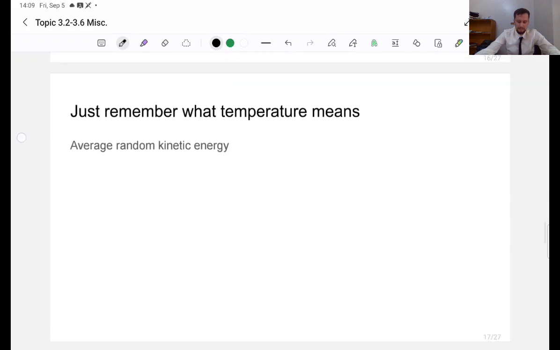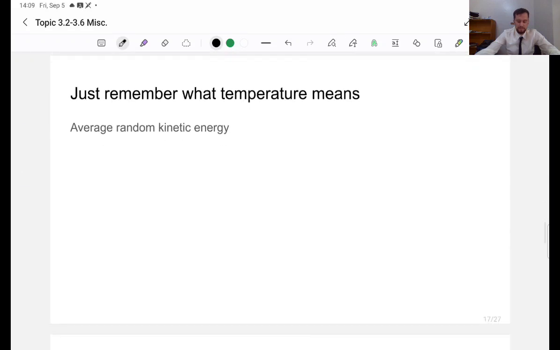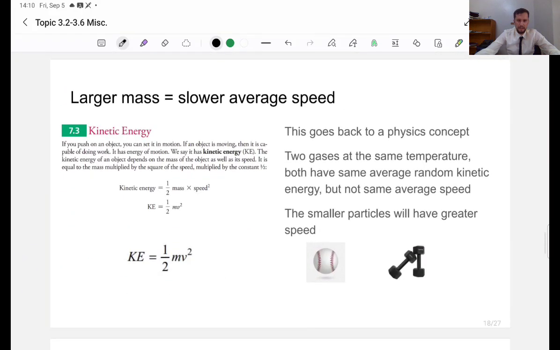So, miscellaneous things from 3.5. First of all, just remember what temperature means. Temperature is a measure of random kinetic energy, so don't forget that. And another thing that they like to assess in these questions that's kind of physics related, and this is in your AP Chem formula sheet: kinetic energy equals half times the mass times the speed or the velocity squared. So this is really a physics idea.